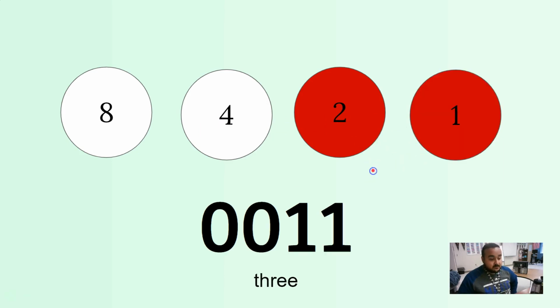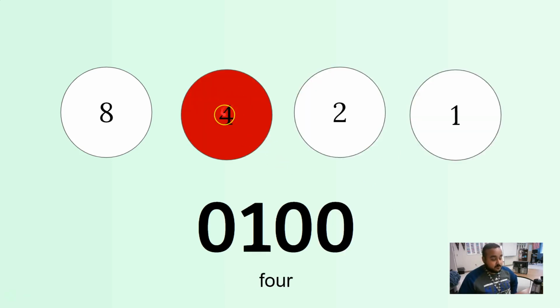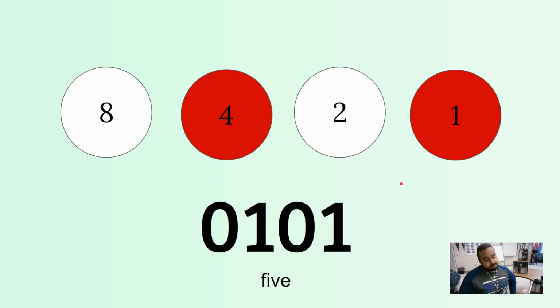2 and 1 together, it would look like this, and that would be the binary number 0011. To get to 4, we'll turn those 2 off and turn on the 4. To get to 5, we'll have to do kind of like what we did with 3 and add this 1 over here. That would be 0101.